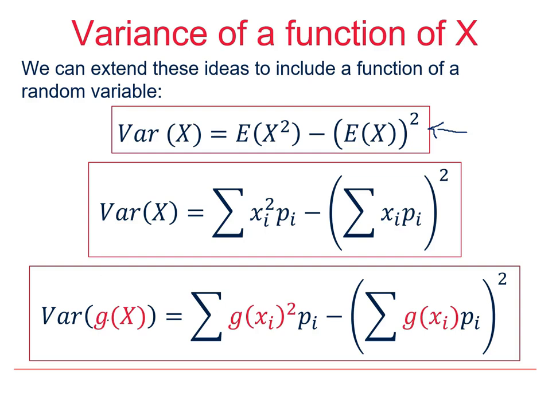And we're going to extend that to the variance of any function of x, and again it's going to be sigma whatever that function is all squared multiplied by the relevant probability, minus sigma that function multiplied by the relevant probability, all squared. And again, this part is very easy to forget to do.